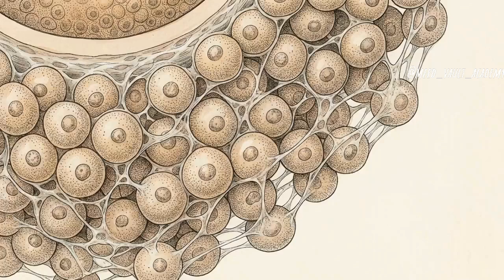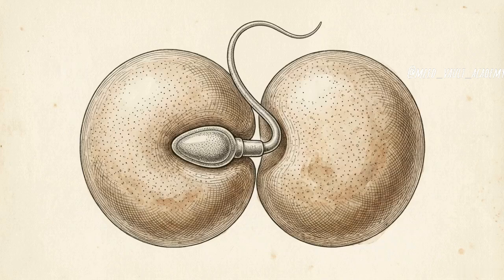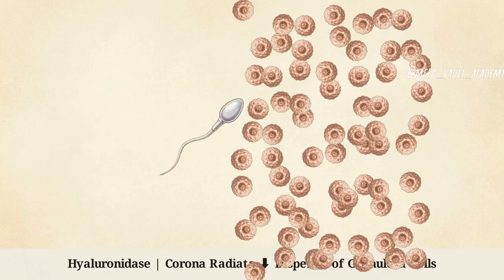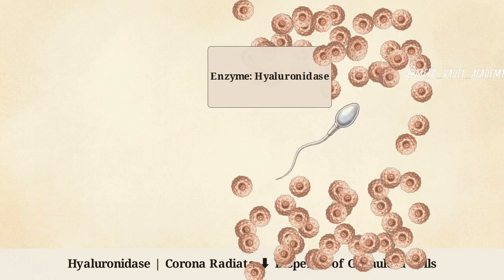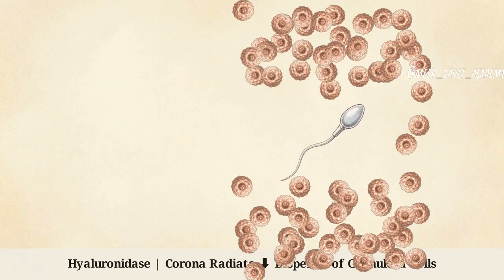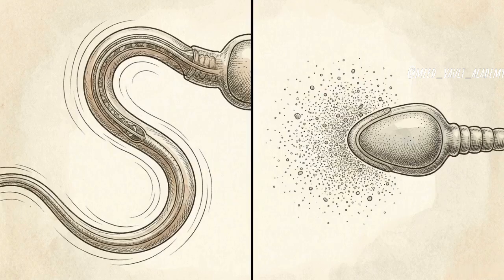The first perimeter is the corona radiata, a dense matrix of granulosa cells held together by hyaluronic acid. The sperm uses its hyperactivated motility to physically force its way between these cells. This process is aided by the release of the enzyme hyaluronidase from the sperm's acrosome, which disperses the follicular cells to clear a path. Defeating this first barrier requires a combination of sheer physical propulsion and targeted enzymatic dispersal.